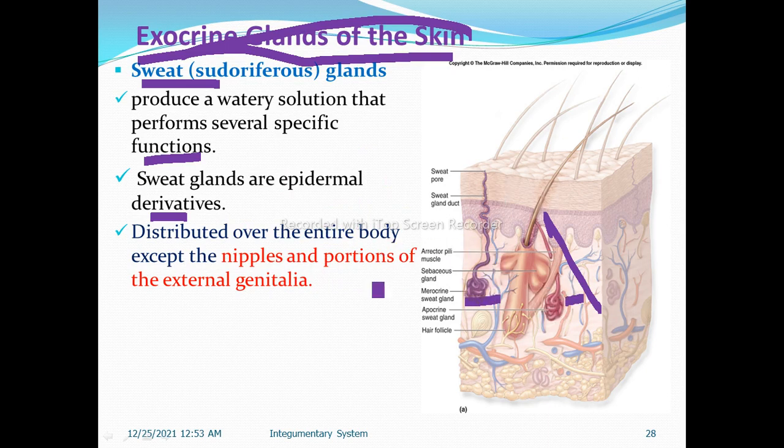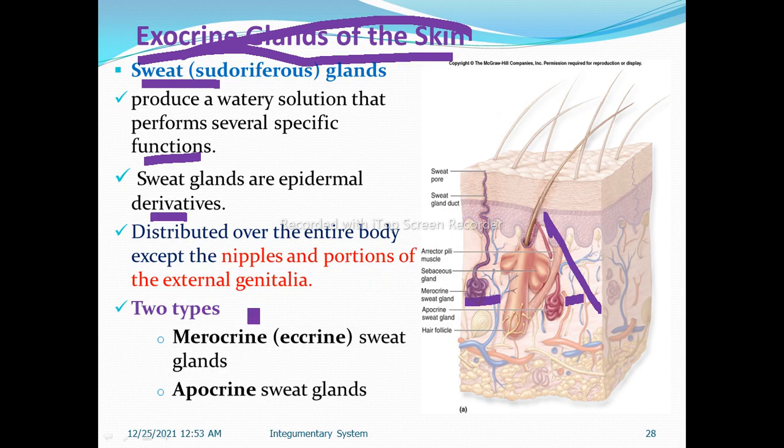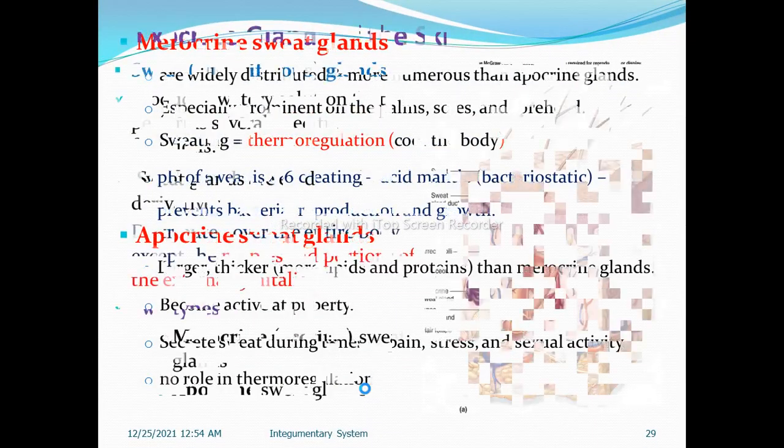There are two types of sweat glands: the merocrine or eccrine sweat gland, and the apocrine sweat gland. They have many differences, but one is that the merocrine sweat gland drains its secretion onto the surface of the skin, the epidermis, whereas apocrine sweat glands drain their secretion into the hair follicle. This is one structural difference.